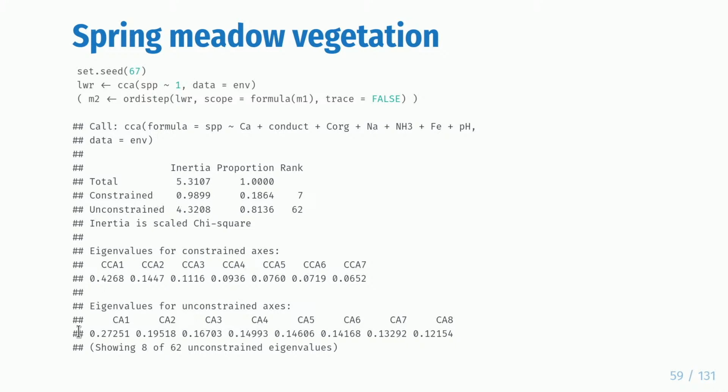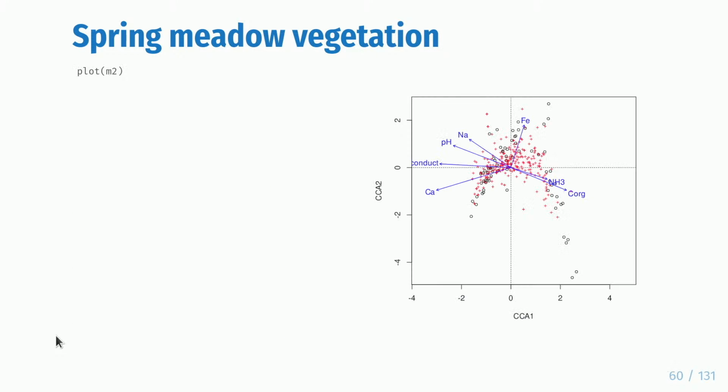Okay, and there also are some quite strong patterns in the residuals. So the first and second, and even down to about the fourth or fifth unconstrained axes, all explain more variation than the second constrained axis. So even with these 7 variables, there's still quite a lot of structure left over in the residuals.